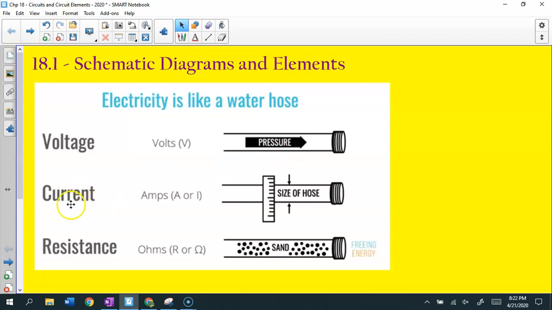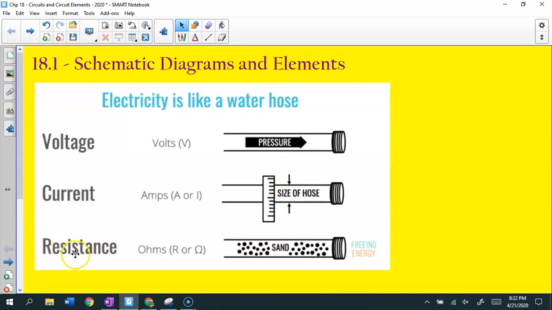Then current is the next thing that we define. Obviously it's got nothing to do with water, but it helps to have these images in your mind. So think of current as the diameter of that hose itself. If you had to move a certain amount of water through this hose, and you were to increase the diameter of that hose, how much more water would be able to flow through as opposed to before? So think of the size of the hose as your current.